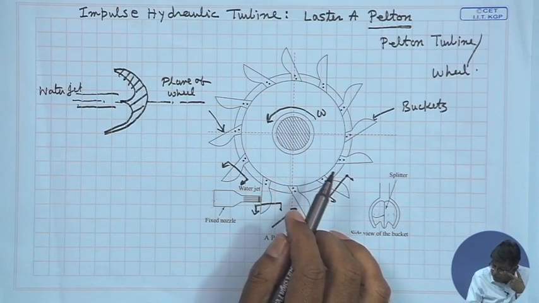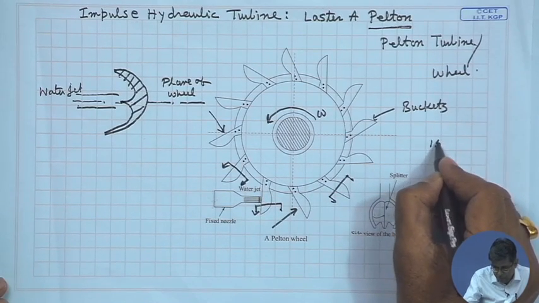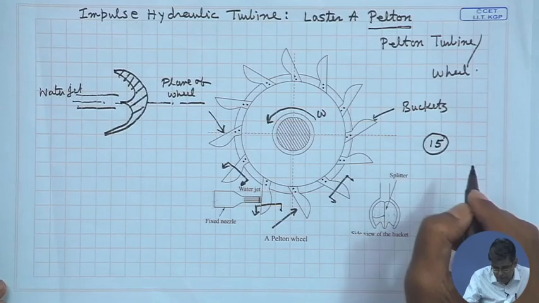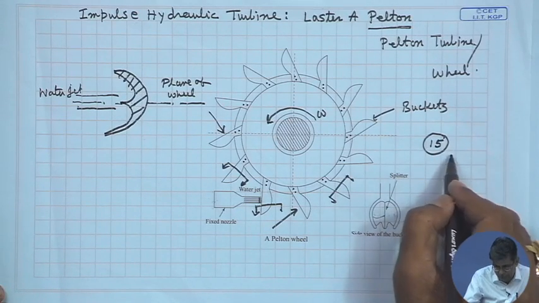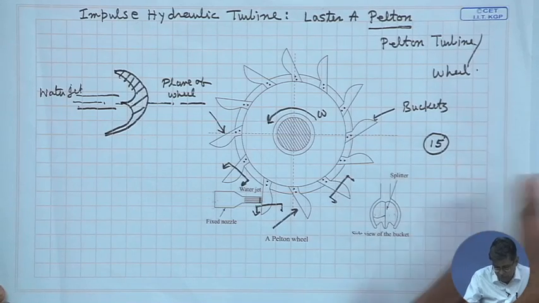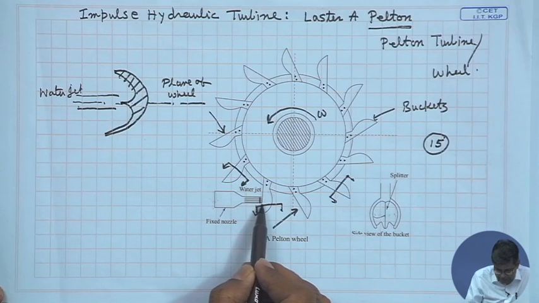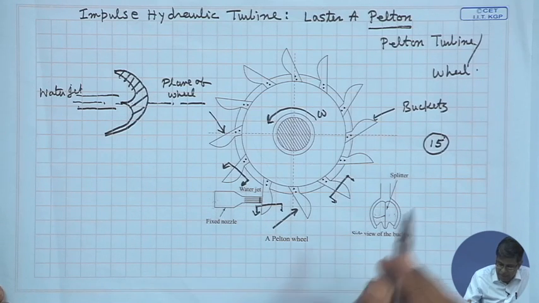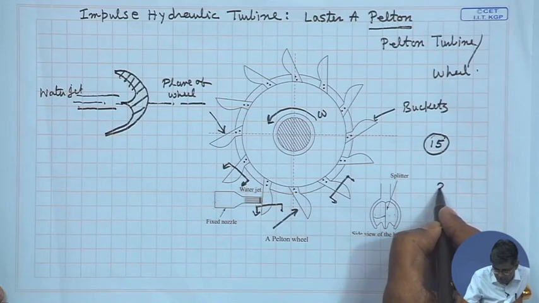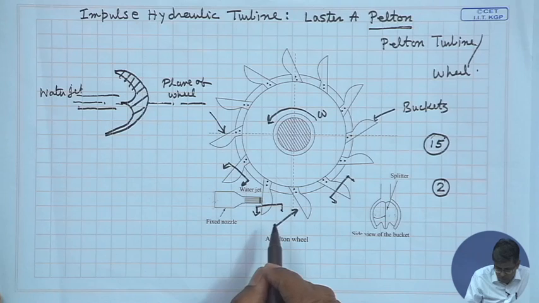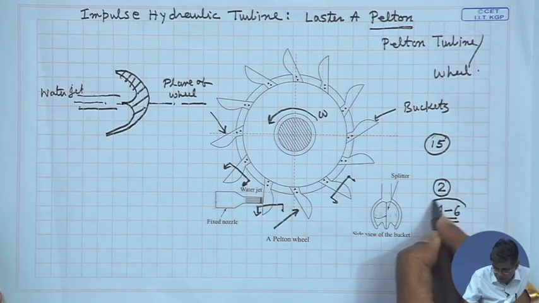Before that, let me tell you that the number of buckets is usually a little more than 15, and it depends upon the specific speed that I will describe afterwards. It is inversely proportional to the specific speed of the turbine, and the number of water jets and accordingly the number of nozzles are usually fixed. It is usually 2 for horizontal shaft and 4 to 6 for vertical shafts.